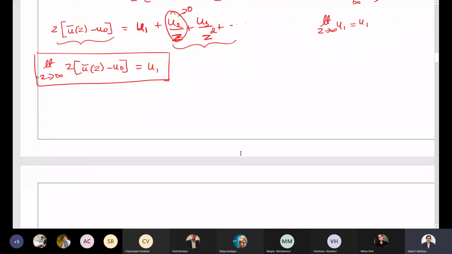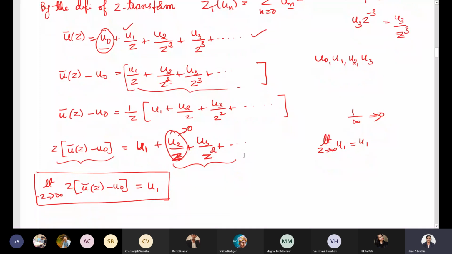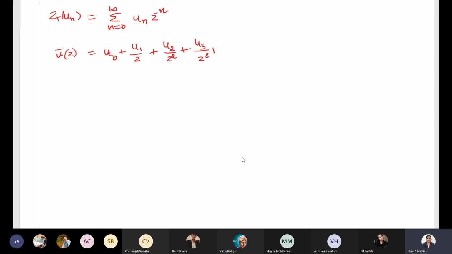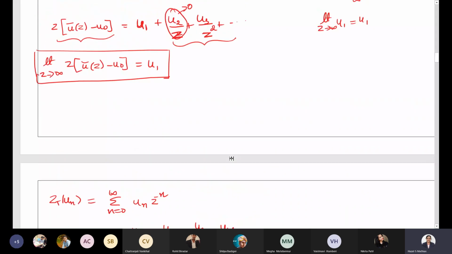Now similarly, again you take from the definition of Z transforms. What is the Z transform definition? Z transform of un is equal to summation n equal to 0 to infinity un z power minus n. We know from the definition, Z transform of un is u bar of z. Now give different values for n. So first, when n equal to 0 you get u naught, plus u1 by z plus u2 by z square plus u3 by z cube plus u4 by z power 4, etc. Now we have found out u1 over here, correct?